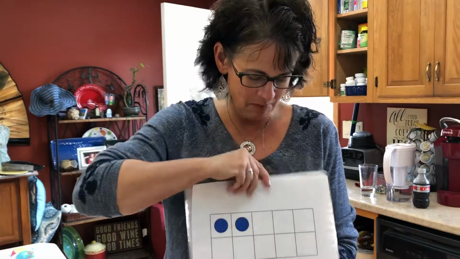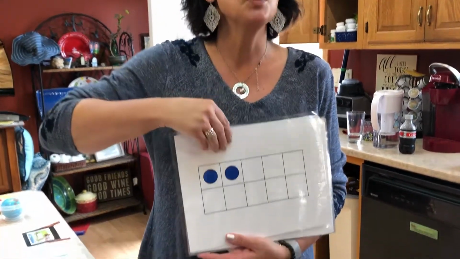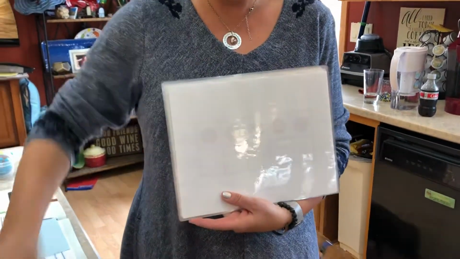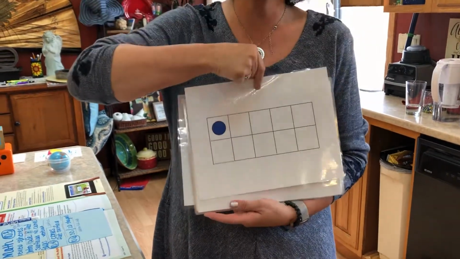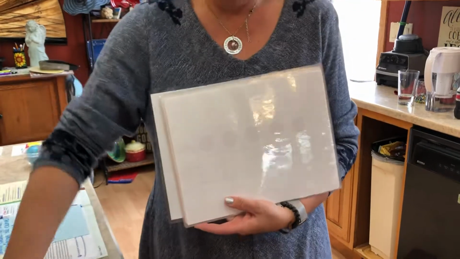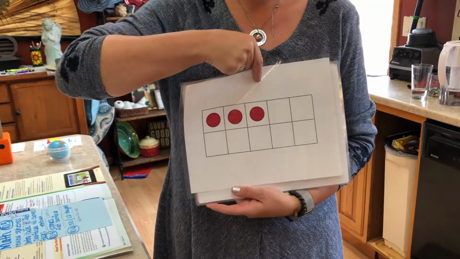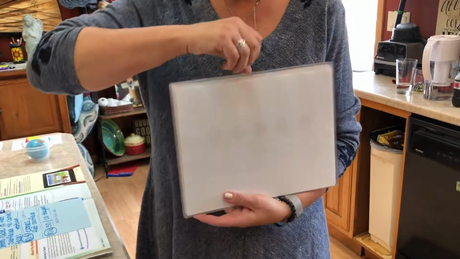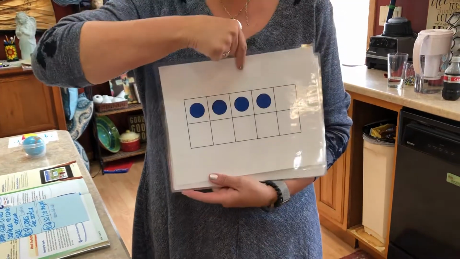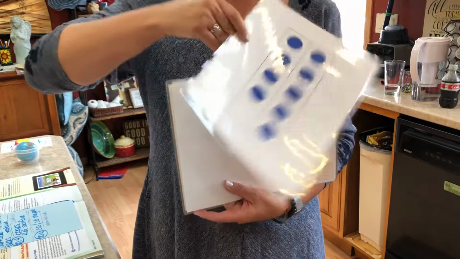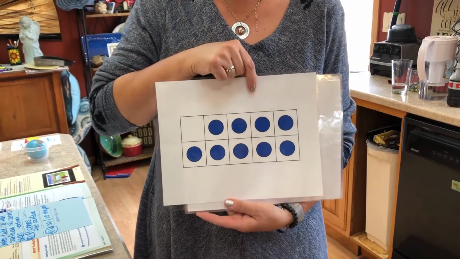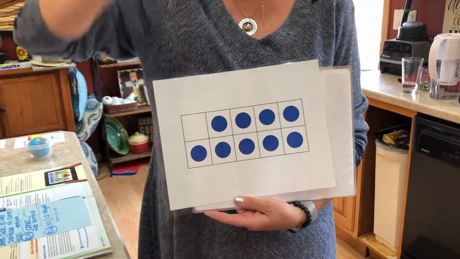First one, how many? 2. Shout it out at home as soon as you see it. Next one, how many dots do you see? This one's easy. 1. All right, next one. 3. Say it as soon as you see it. Next one. That one's easy. 4. Now this one, almost all the boxes are filled. Kiss your brain if you said 9.